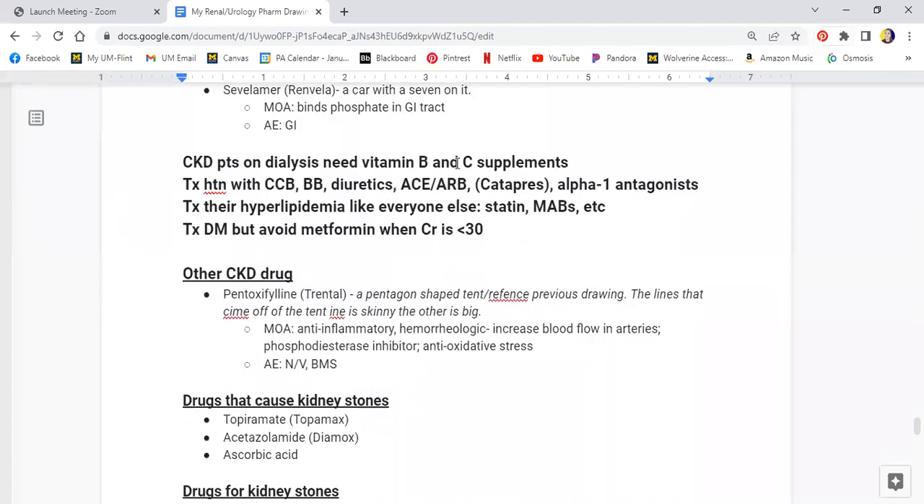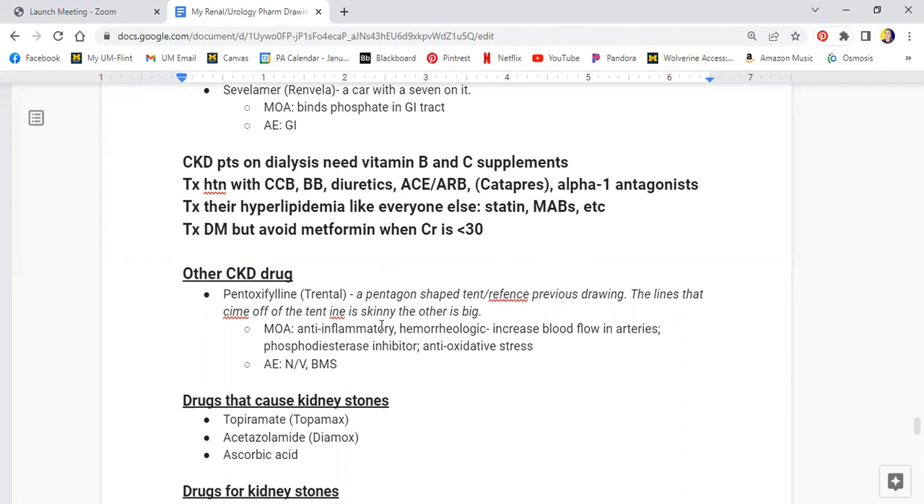Patients on dialysis need to have vitamin B and vitamin C supplements. If they have hypertension, you treat them like any other patient with calcium channel blockers, beta blockers, diuretics, ACEs and ARBs, Catapres, alpha-1 antagonists. Again, if they have hyperlipidemia, you want to treat it like everyone else. Statins and MABs. If they have diabetes, the only thing is to avoid metformin when their creatinine is less than 30.